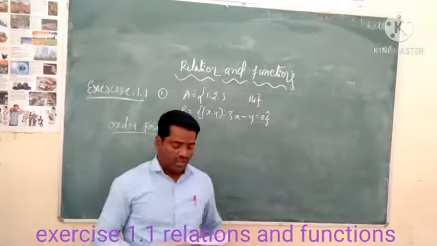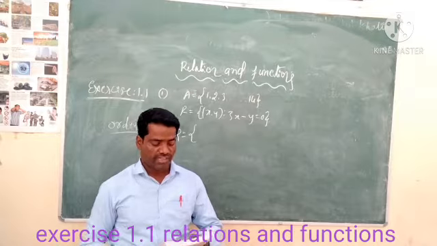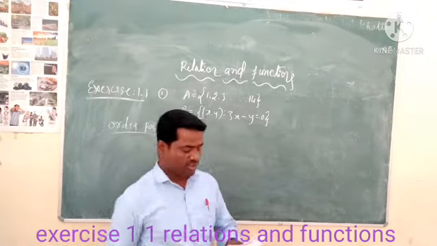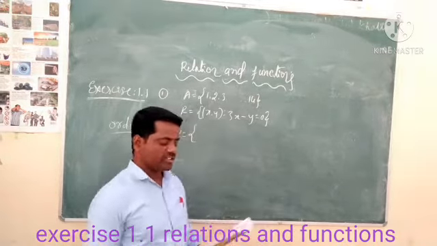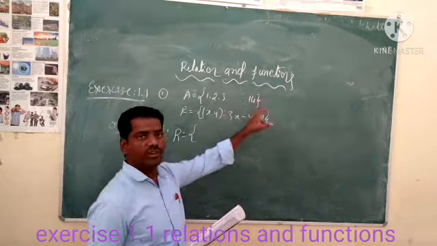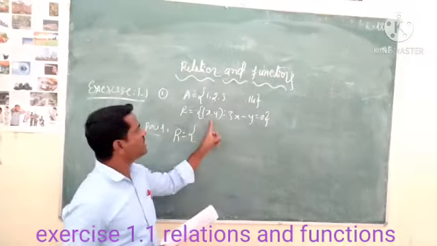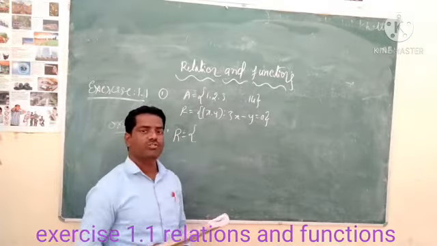30. Determine whether each of the following relations is reflexive, symmetric and transitive. Here the first question is: relation R in the set. The set has been given here: set {1, 2, 3, up to 14}. And the relation has also been given: R = {(x, y): 3x - y = 0}.